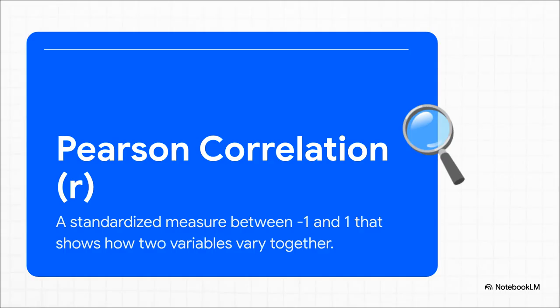To measure this connection, we use something called the Pearson Correlation Coefficient, usually just called R. It's a single number that goes from -1 to +1, and it tells us how strongly two things are related in a straight line. Now, quick but super important warning. This measures a relationship. It does not measure cause and effect. It's the classic mistake to assume one causes the other, so always keep that in mind.